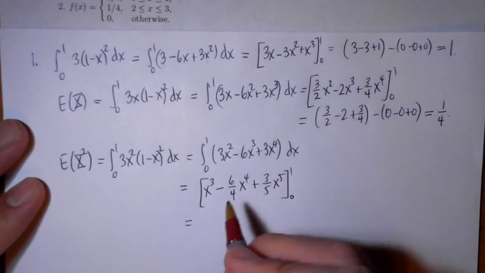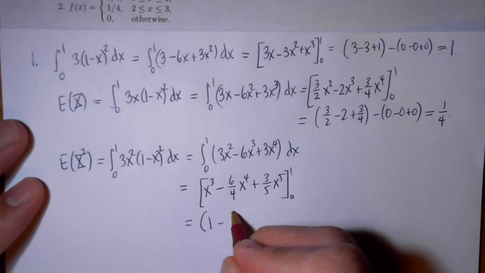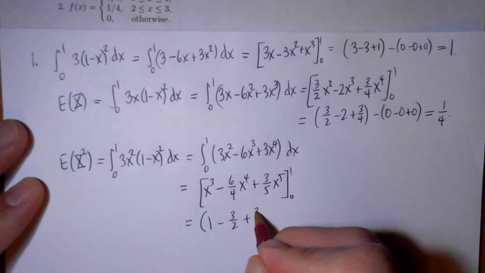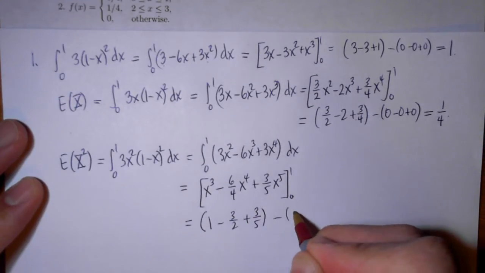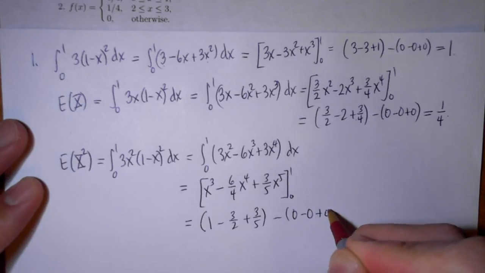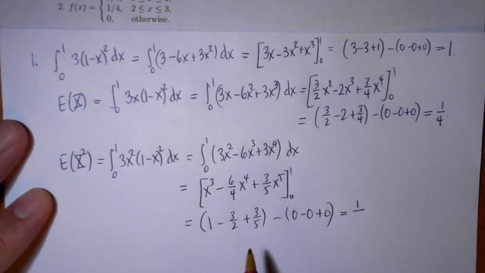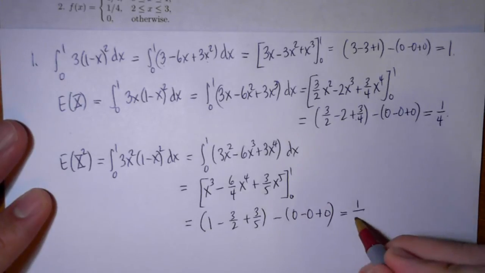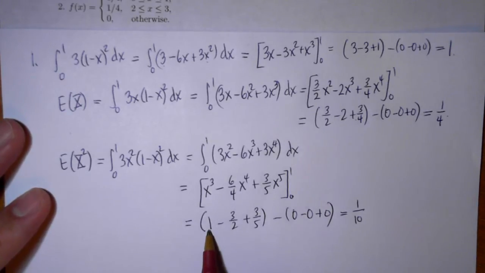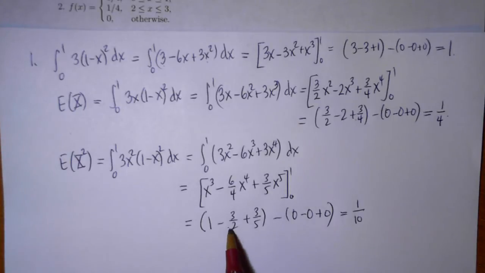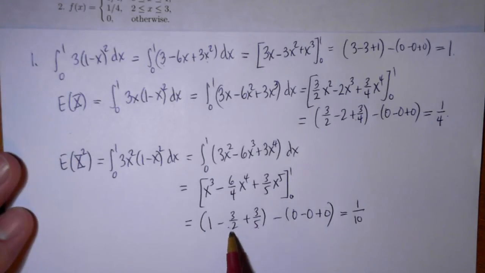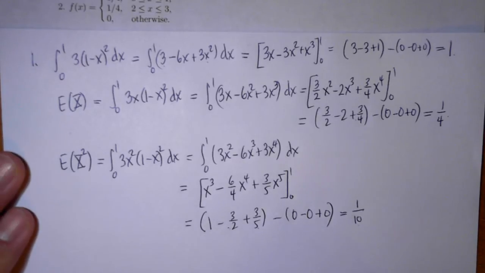Okay, and then plugging in, we get 1 minus 3/2 plus 3/5 minus 0 again. And so that works out to be simply, let's see, 1/10, I believe, because 1 minus 3/2 is minus 0.5, 3/5 is 0.6, so 0.6 minus 0.5 is 0.1.